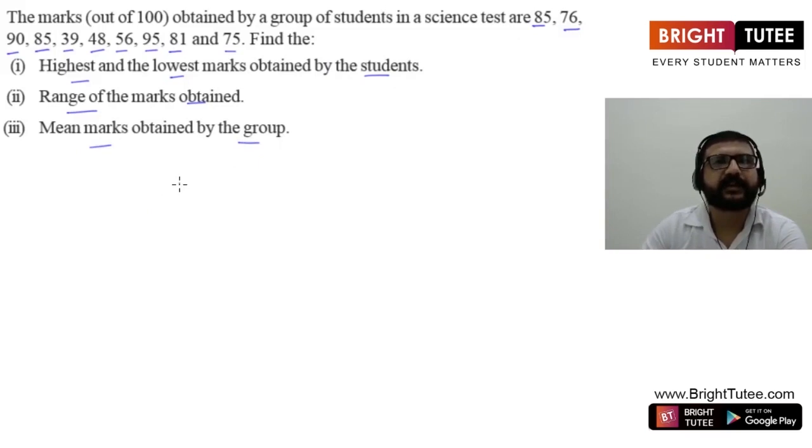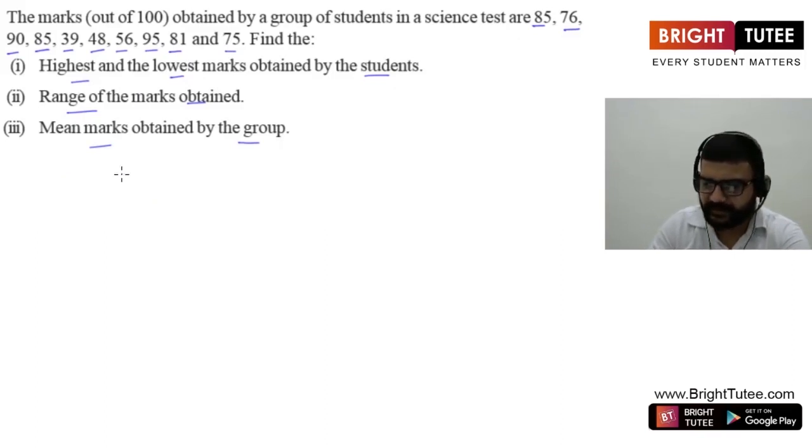Now in this question, data is already given to us. We have to find range, highest value, lowest value and mean. Now first of all, let's organize this unorganized data. Let's write it in ascending order.